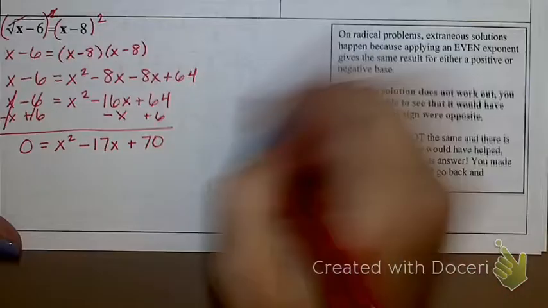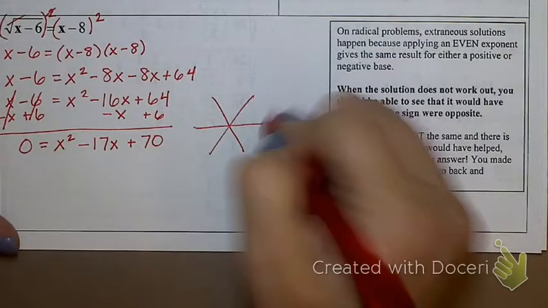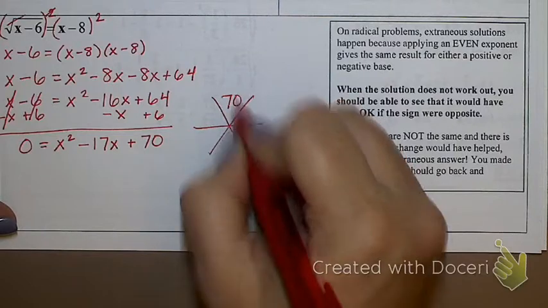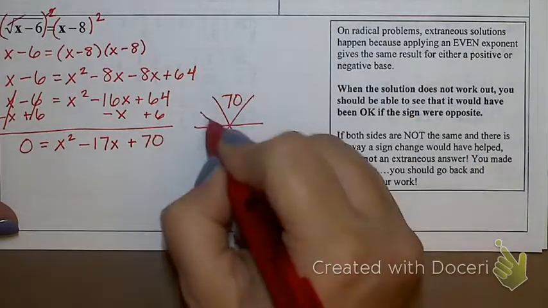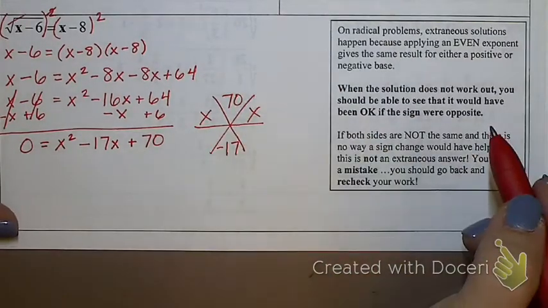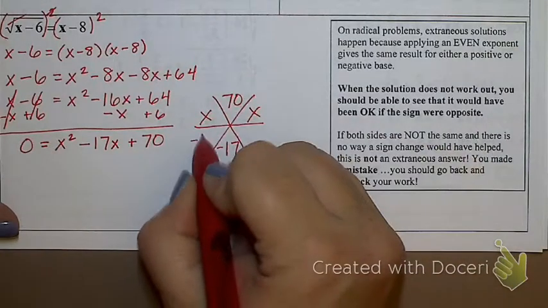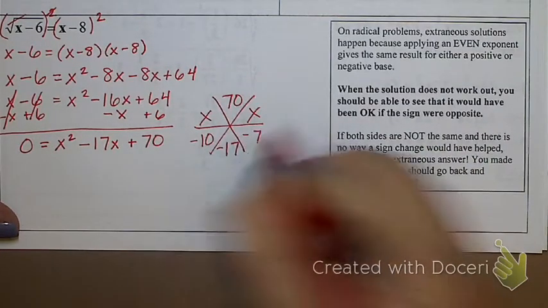And this is a snowflake problem at this point. 70 and negative 17. What are my two numbers? Negative 10 and negative 7.